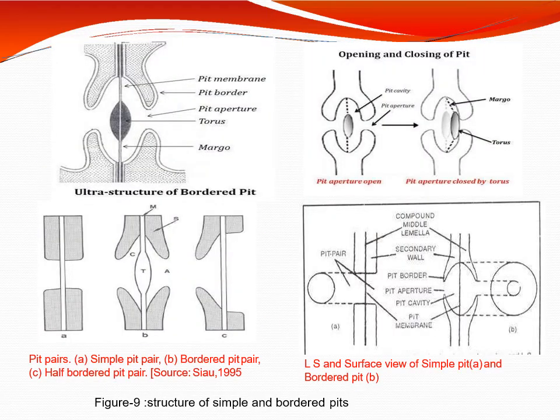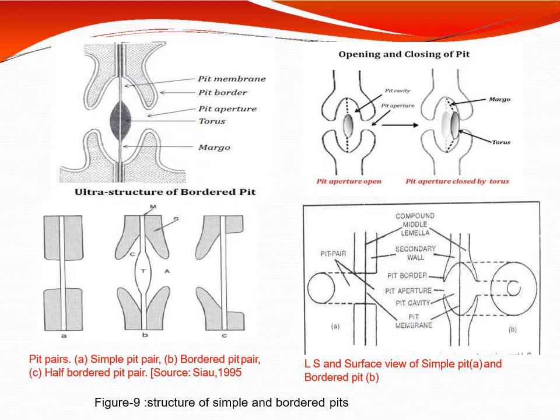So this is the diagram that is showing the pits. Have a look at it. We are having a certain opening, and this opening is termed as the pit, which is like a hole or an opening, and it has a certain deposition in the middle. This is termed as the torus. We are having the pit aperture, then the pit border, and the pit membrane. I will be providing you some notes that will be showing you pits in more detail.